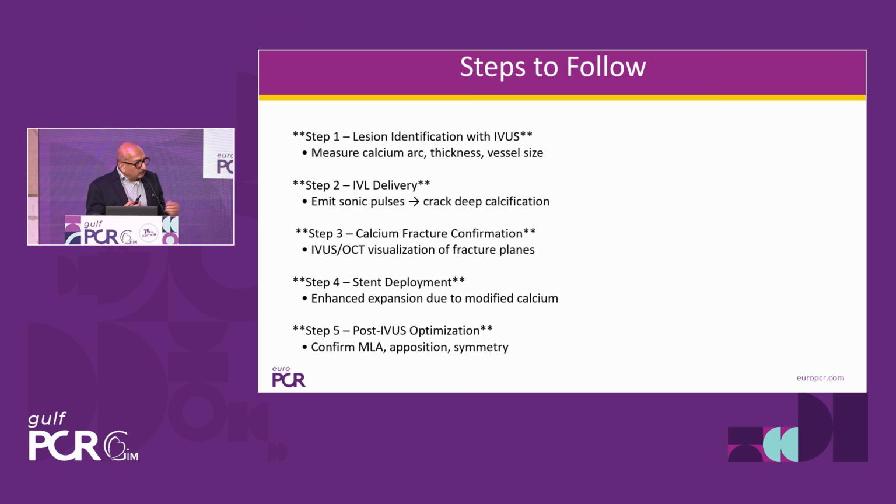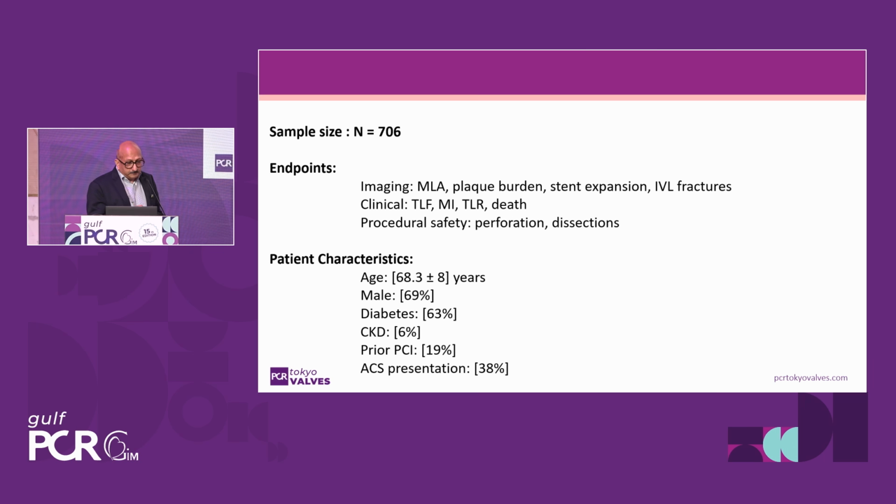So lesion identification, of course, by angiographic and OCT and IVUS. Then assessing the size of the vessel. Then IVL delivery. We emit all the pulses at the deepest calcification. And also, if there is a long disease, we go step by step, 2 millimeter steps, and then we do the whole fracture. And also wait for the balloon to expand. Then, once the fracture confirmation is done by either angiographic or balloon expansion or by IVUS and OCT, we go for stent deployment. And then, of course, we again do a post-dilatation, and post-IVUS optimization is done for almost every case if required. So this is the quick run through of what we did.